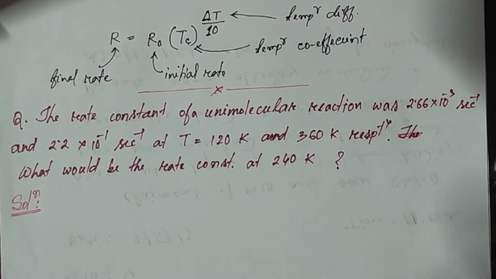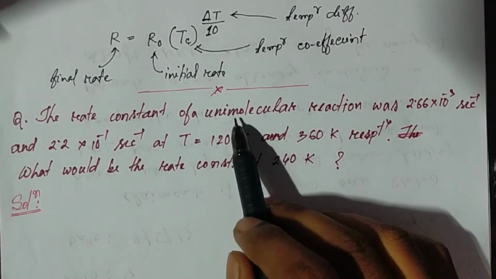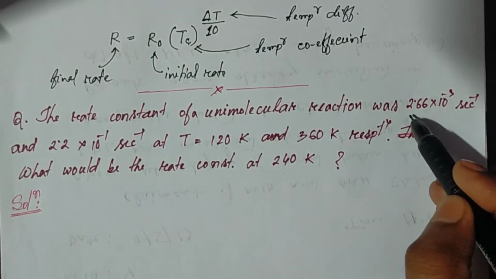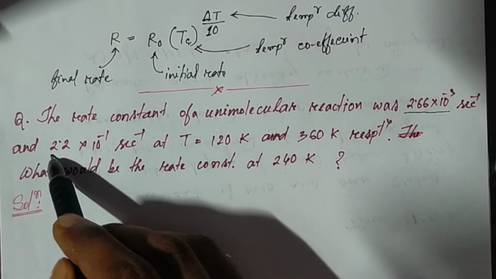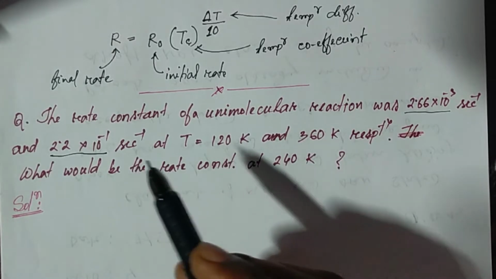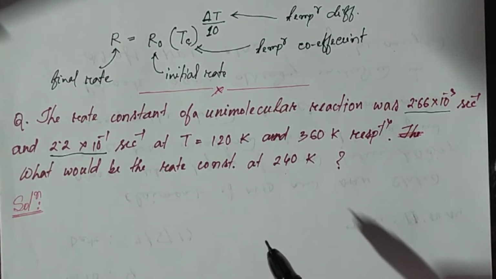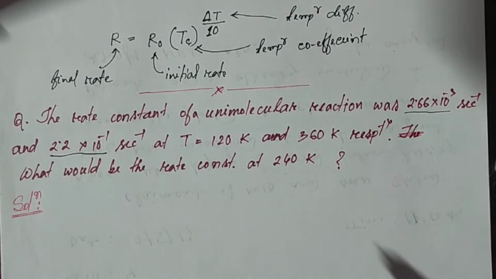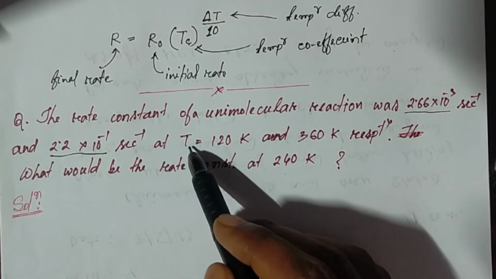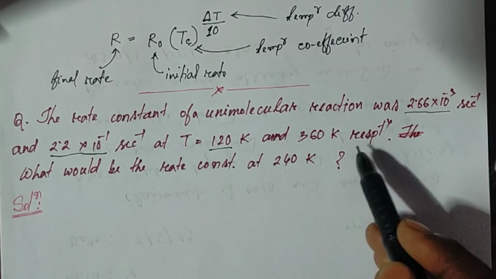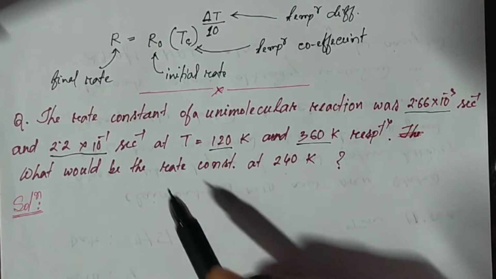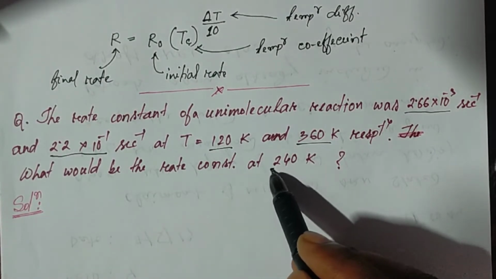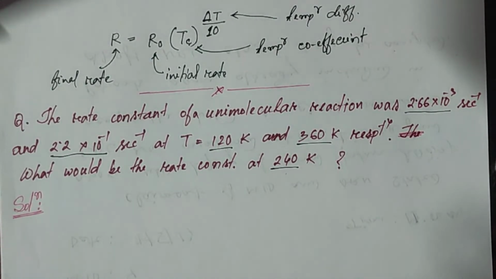Now let's solve a problem. So in this question, the rate constant of a unimolecular reaction is 2.66 into 10 to the power minus 3 second inverse and 2.2 into 10 to the power minus 1 second inverse, at temperatures 120 Kelvin and 360 Kelvin respectively. So what would be the rate constant at 240 Kelvin?